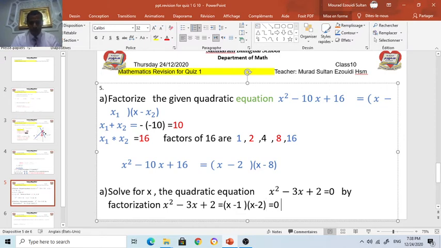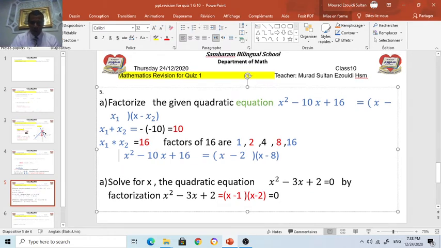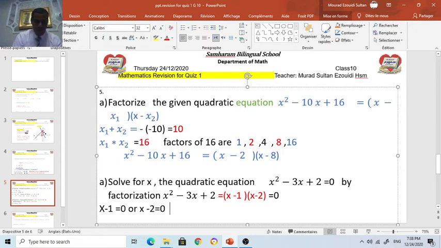Equals 0 means what? It means this one equals 0, or the second x term equals 0, that is literally inside the brackets. I will write x minus 1 equals 0, or x minus 2 should be equal to 0 as a conclusion. So we got x equals 1 or x equals 2. These are the roots that you got after solving this quadratic equation by the method of factorization.